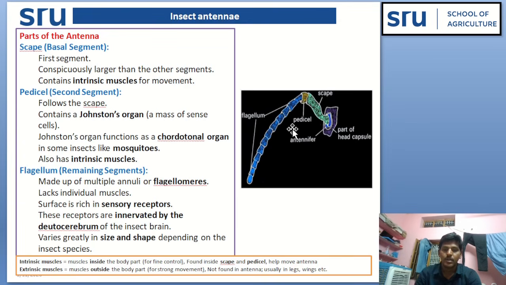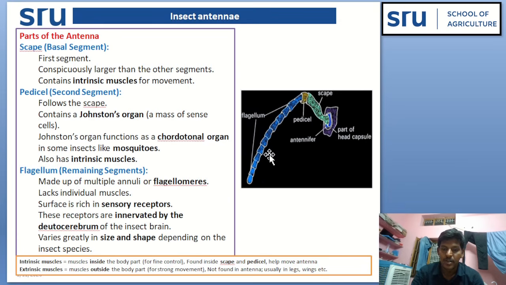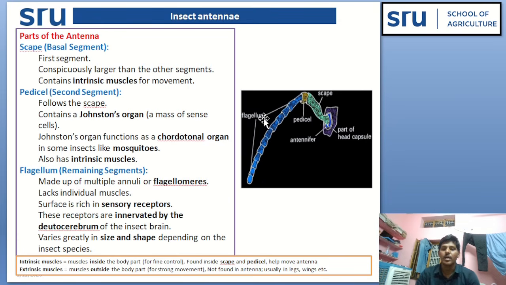Flagellum. The remaining segments of the antennae combinedly form the flagellum. It is made up of multiple annuli or flagellomeres. All these flagellomeres combinedly form a flagellum. It does not have individual muscle and its surface is rich in sensory receptors, and the receptors are innervated by the cerebrum of the insect brain.